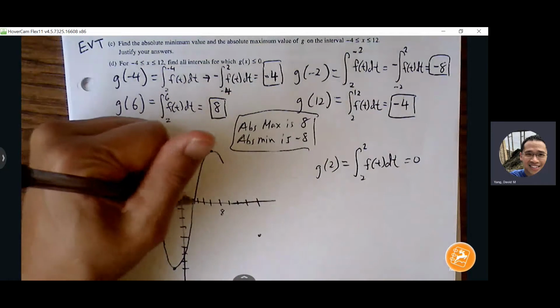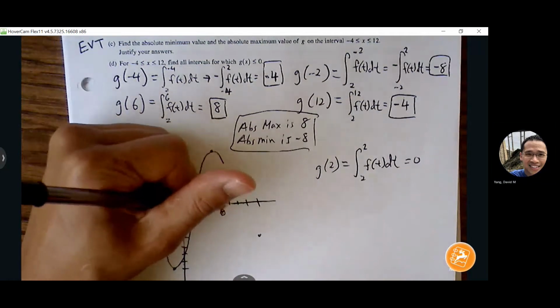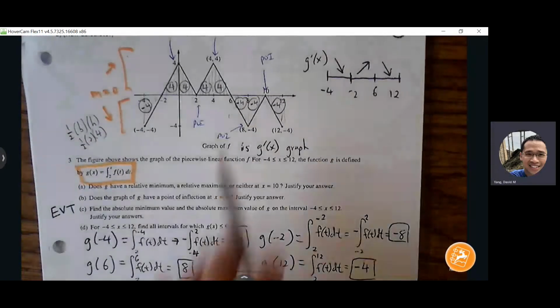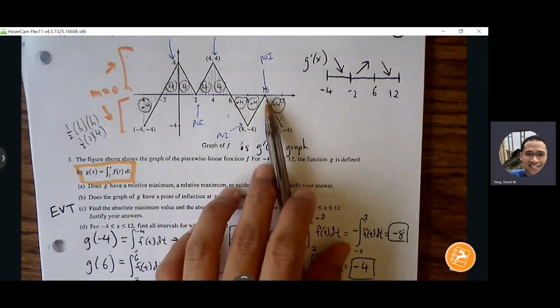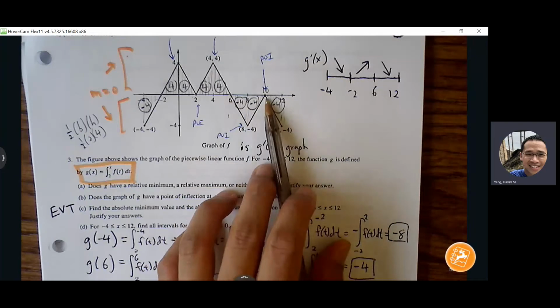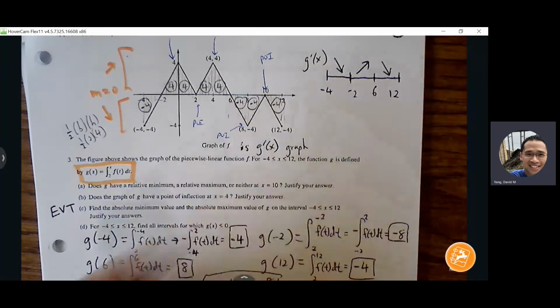Sorry, 6. At 6, it's going to hit a point there. Why don't we also figure out where 10 is, right? We know the graph is decreasing, but what's happening at 10? So let's find g of 10.